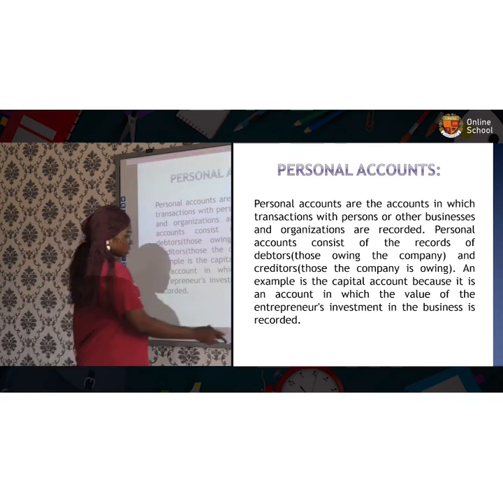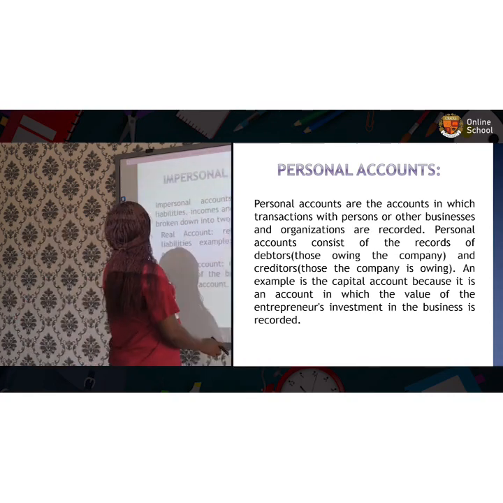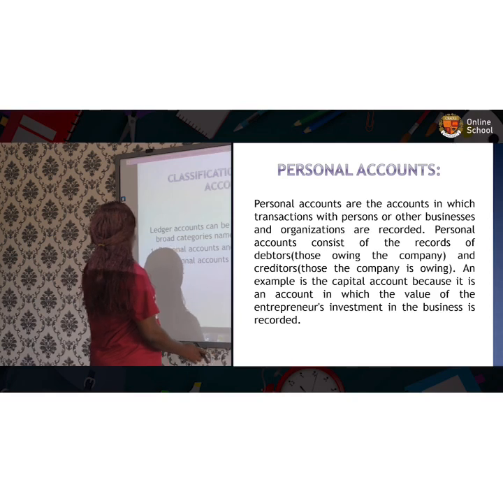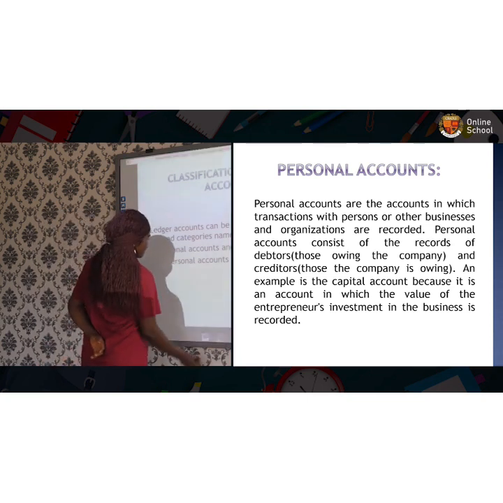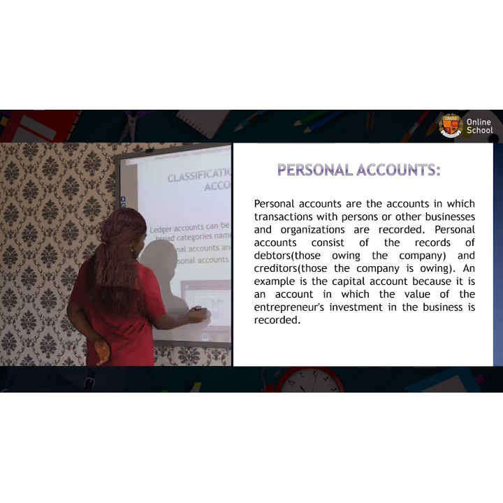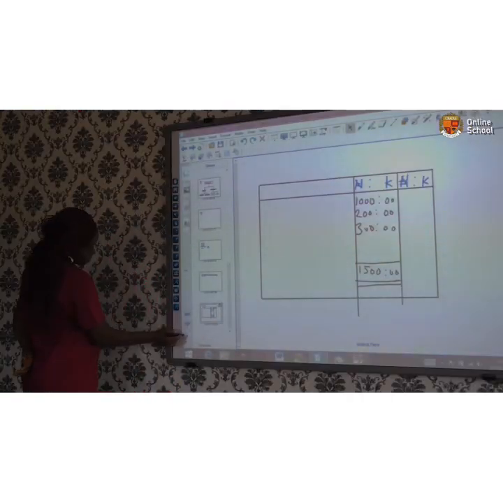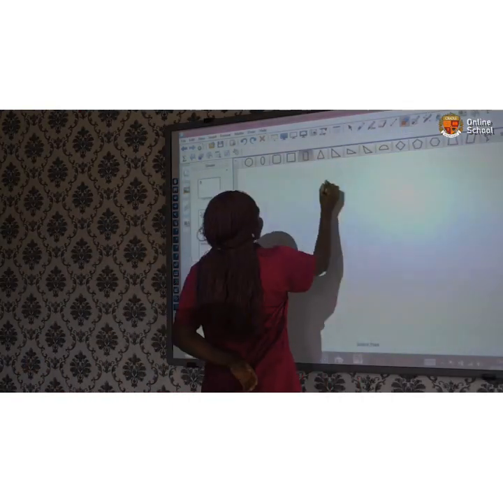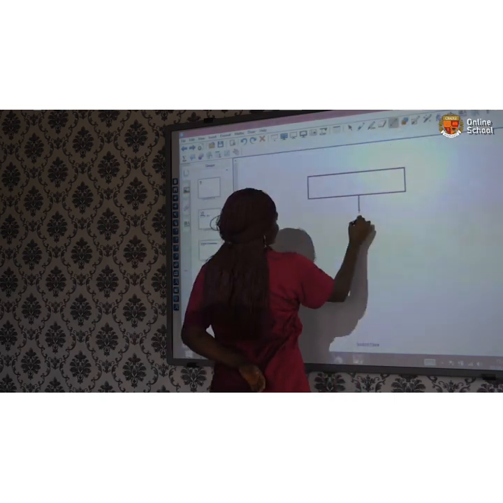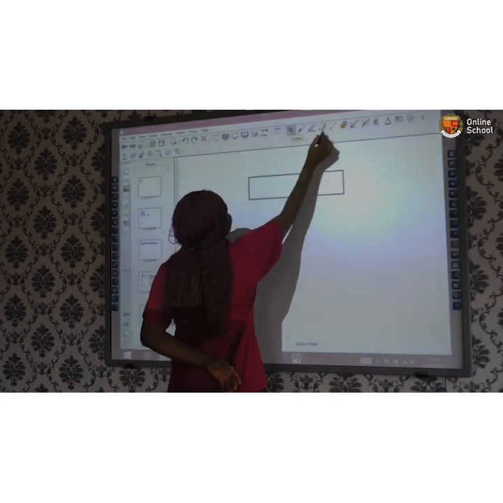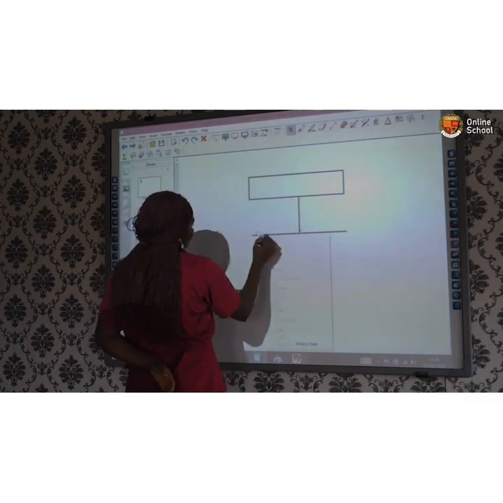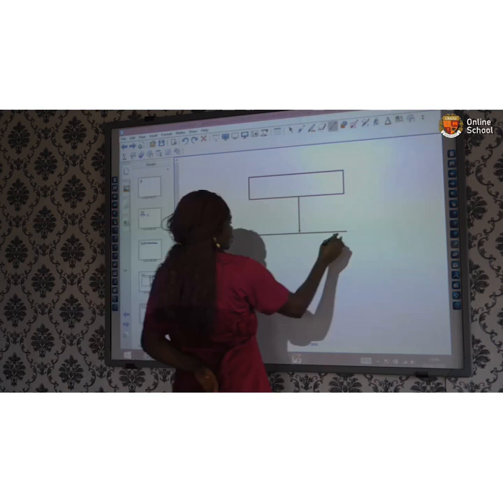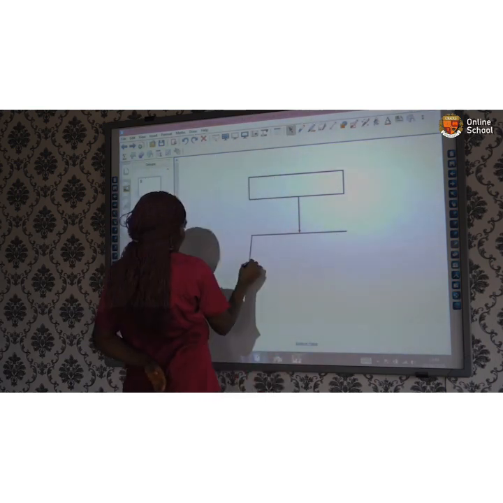Before I go to the personal and impersonal account, I want to quickly show you a drawing of how the classification of a ledger account looks like. Here, I have something like this.